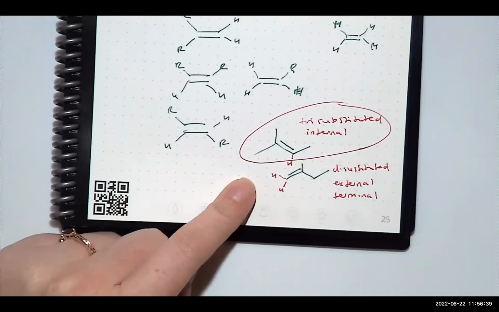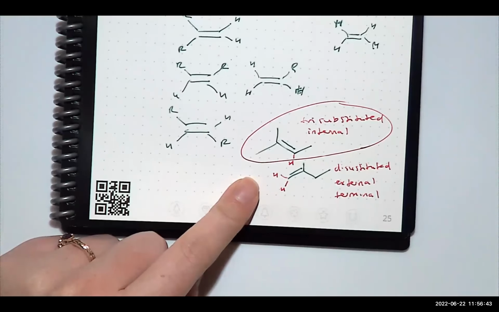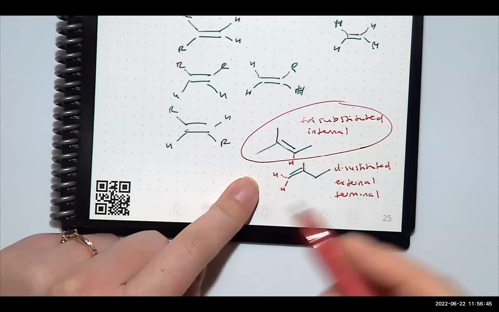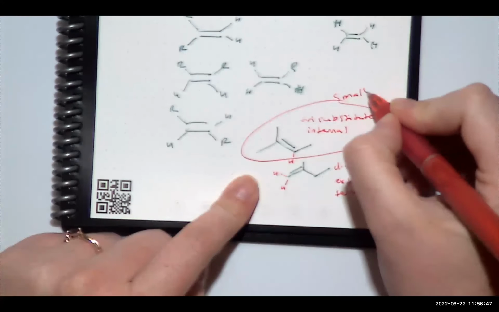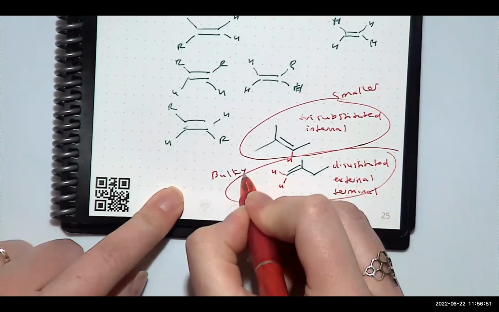And how can we get a higher percentage of more substituted? What kind of nucleophile will we use? A smaller nucleophile. And to get this one, we'll use a big, bulky nucleophile.